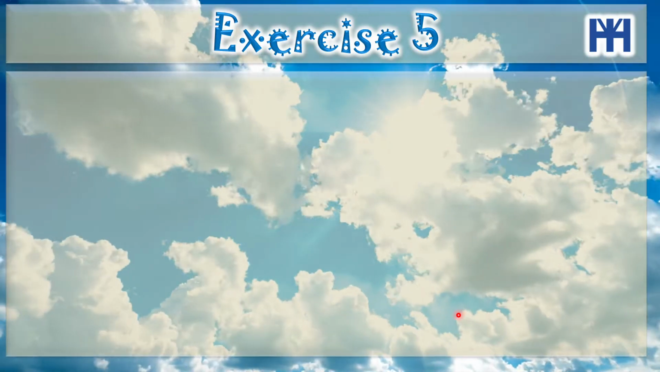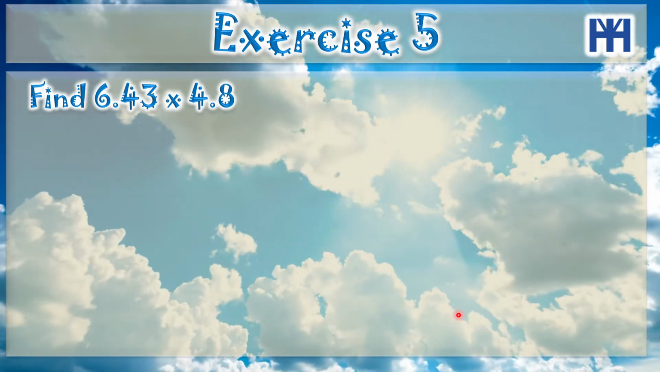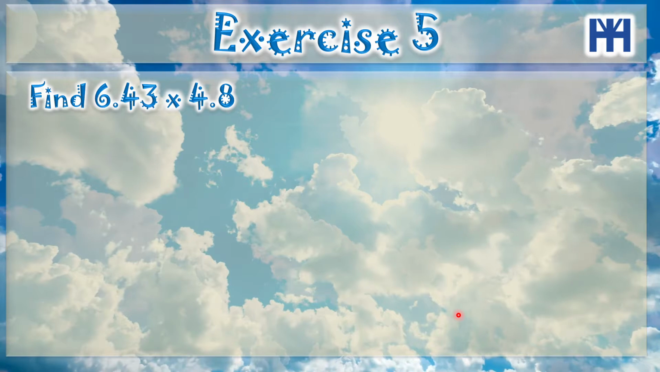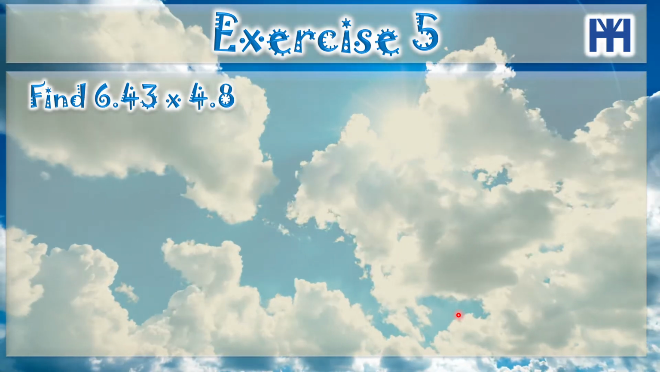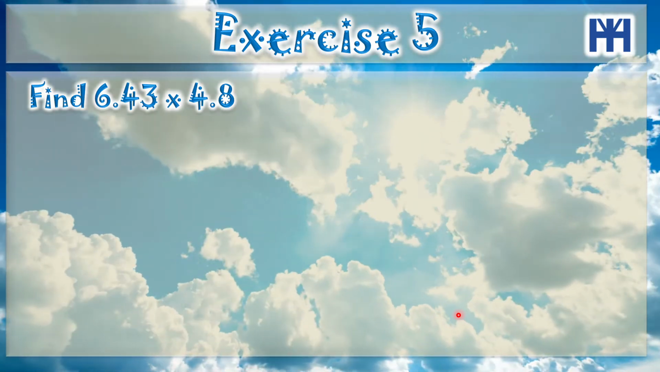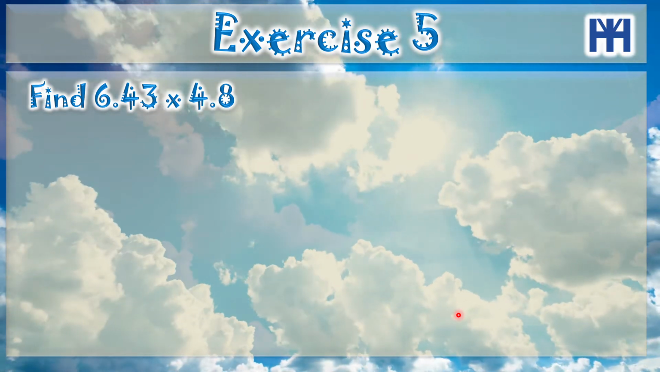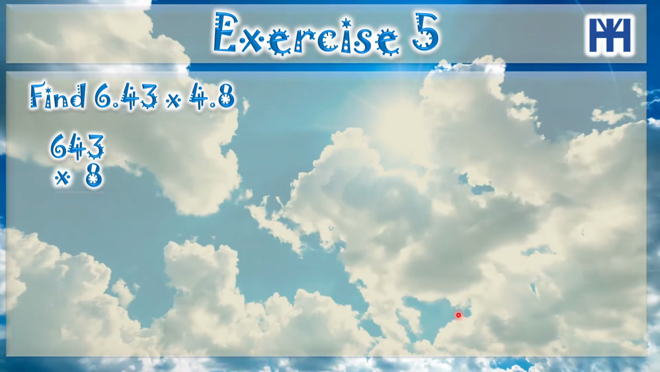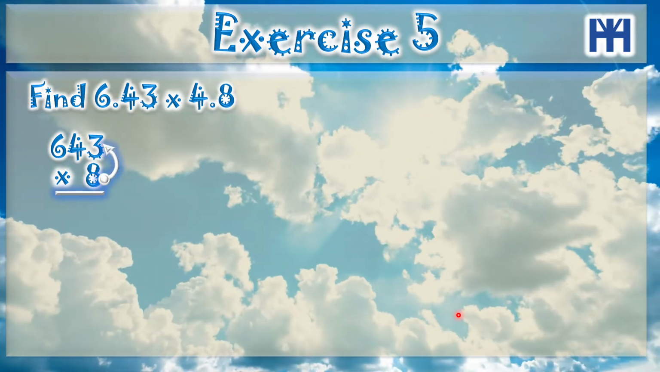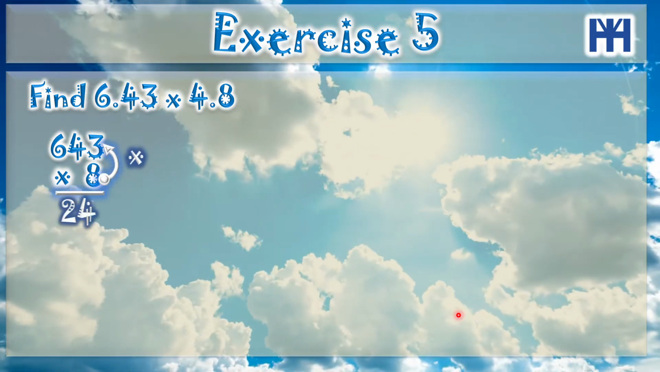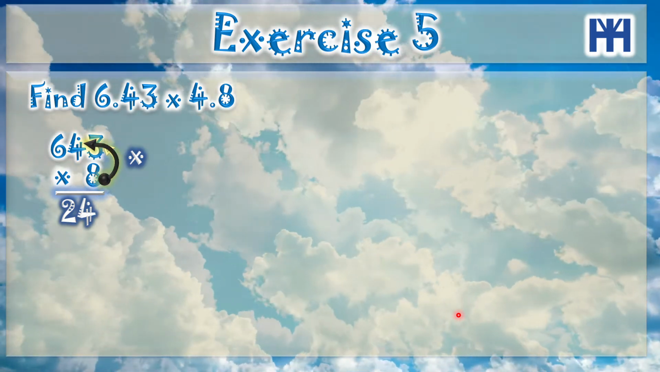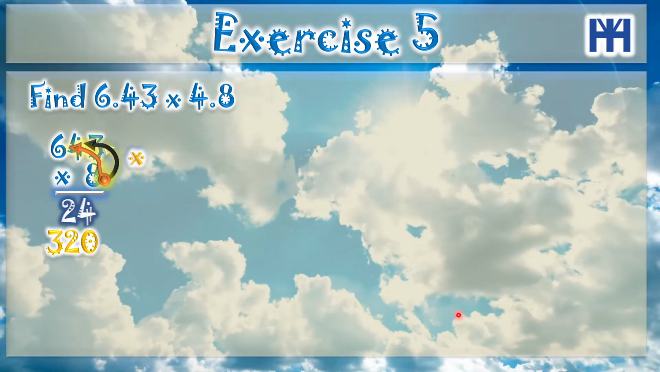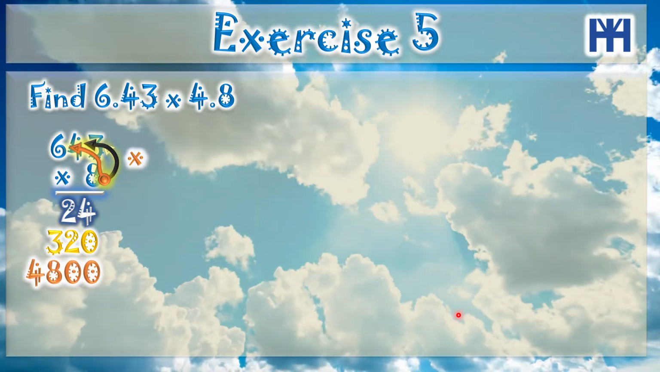Exercise 5. Find 6.43 times 4.8. Okay, so you will find the result of 643 first times 48. Okay, then 643 times 8. 8 times 3, it's 24. Then 8 times 40, it's 320. Then 8 times 600, it's 4800.